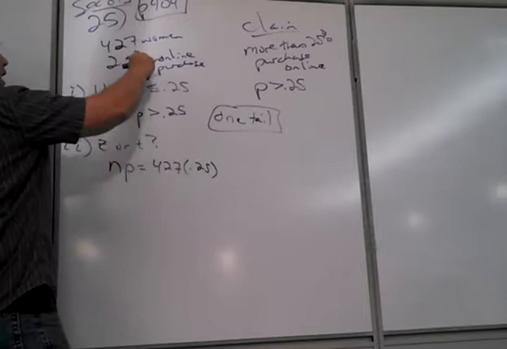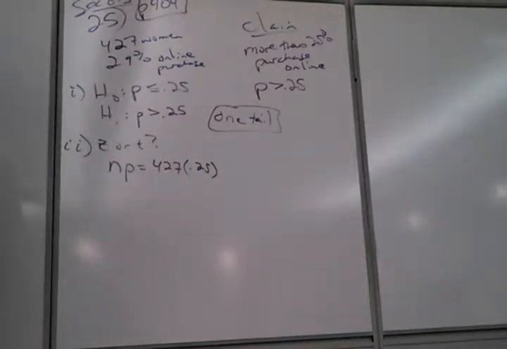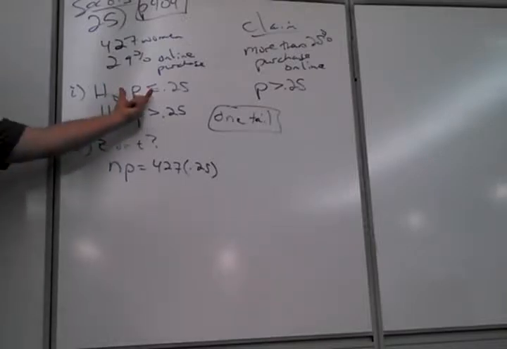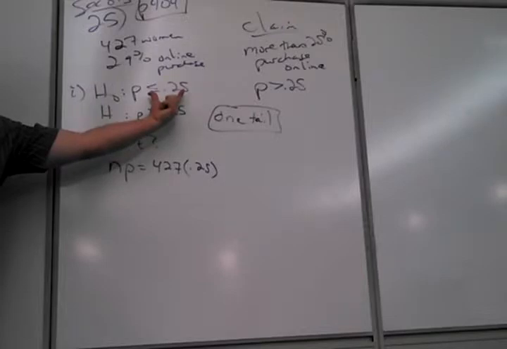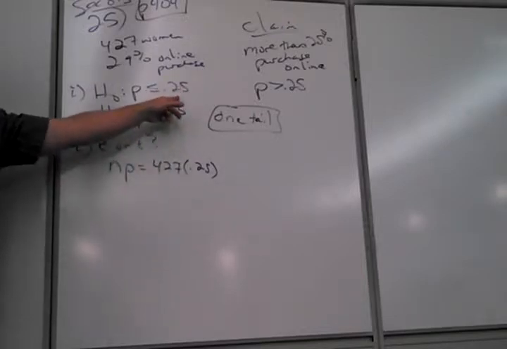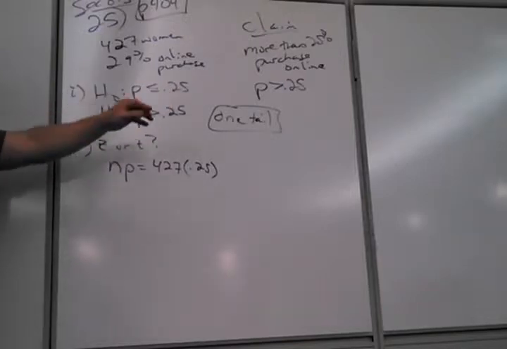0.25. That's p hat. Right? And I always use the proportion of the population if I have it. And I'm always assuming in a hypothesis test that this is the real middle. So everything I do after that, I'm going to use that. I'm only going to use this when I'm making a z-score. Every other time I'm going to use this guy.